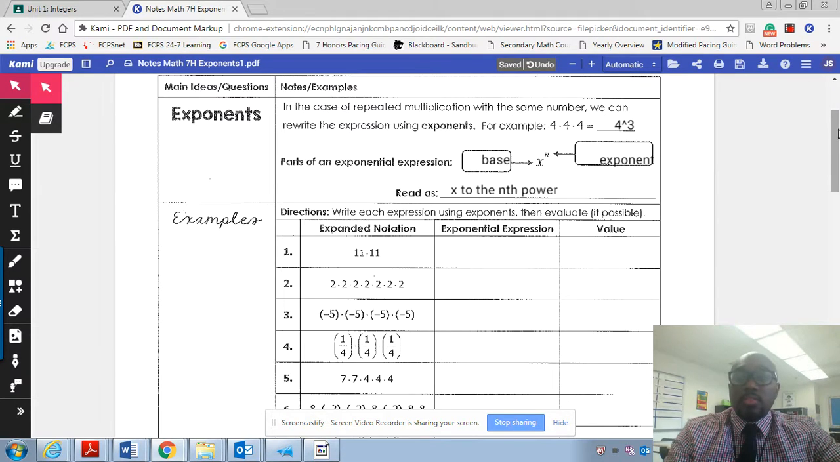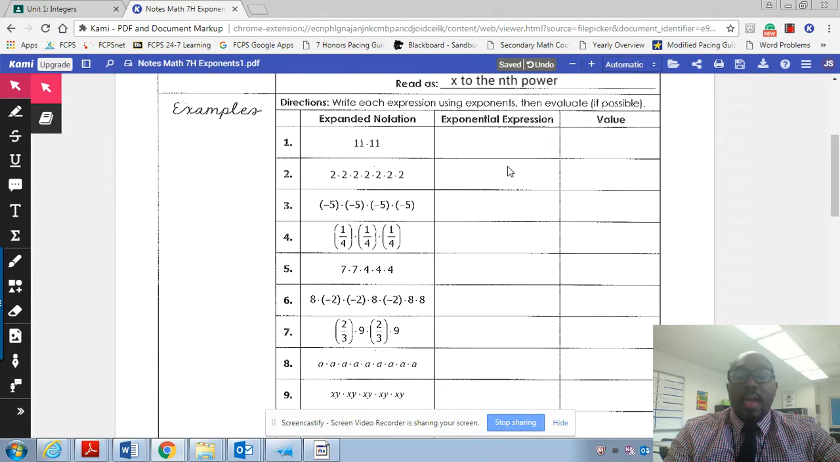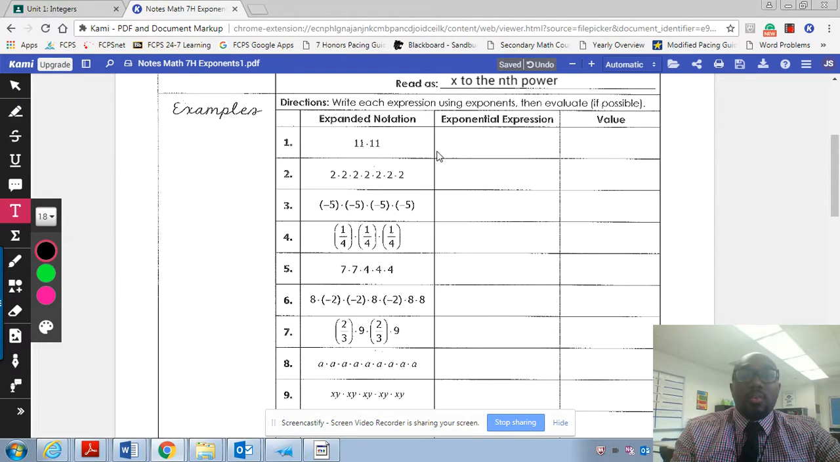So we're going to go ahead and do some examples down below. We have, not x, we have 11 times 11. And so 11 times 11, we will rewrite in exponent form as 11 to the second power.